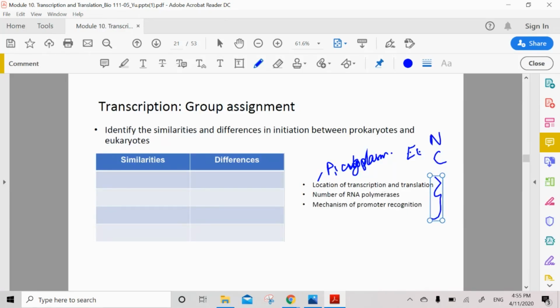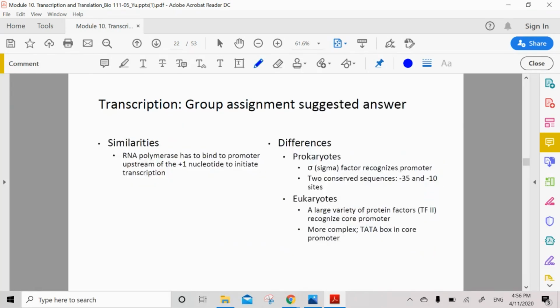Number of RNA polymerases: for prokaryotes, it's 1. For eukaryotes, it's 3. Mechanism of promoter recognition: for prokaryotes, you use that sigma factor, so just 1 protein. And for eukaryotes, you use a variety of proteins called transcription factors, and specifically that's transcription factors II. And there are some more answers here.